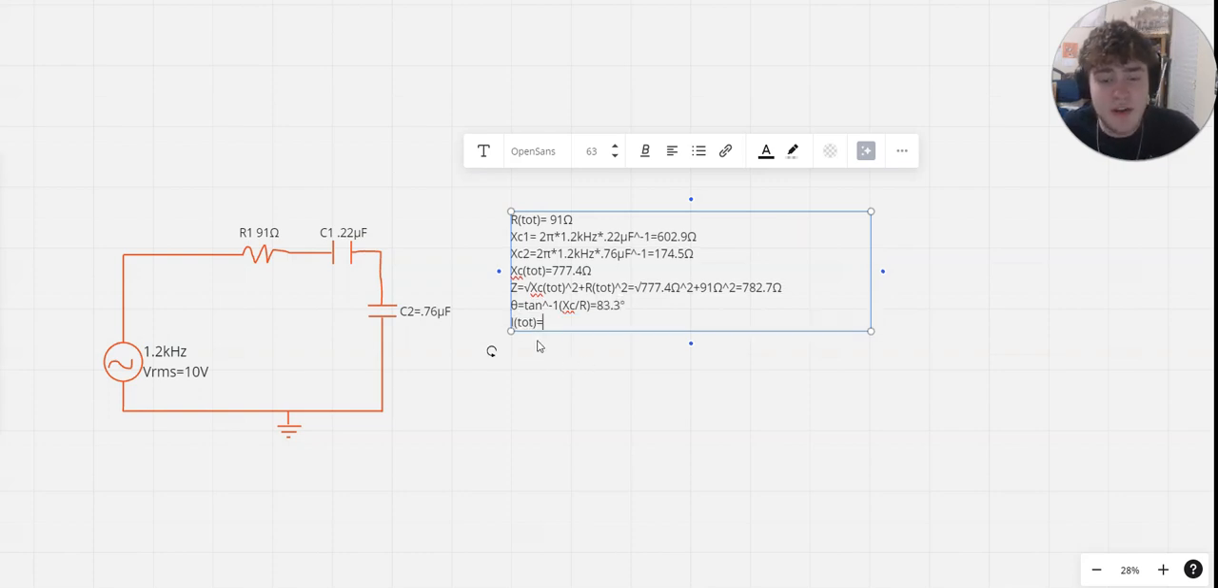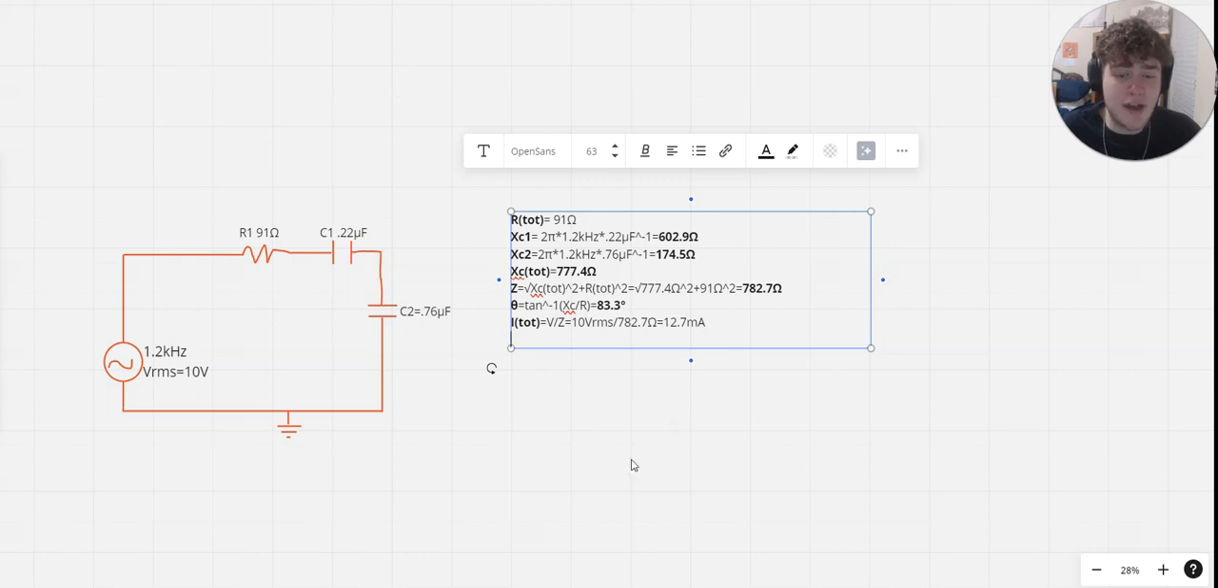The next step that we're going to need is the total current of the circuit, which is a very simple equation. It's literally just the voltage divided by the total impedance, which is 10 V RMS divided by 782.7 ohms, and after you do that, it should be 12.7 milliamps. So now we're coming down to the wire, where we need to find pretty much all the powers that we need.